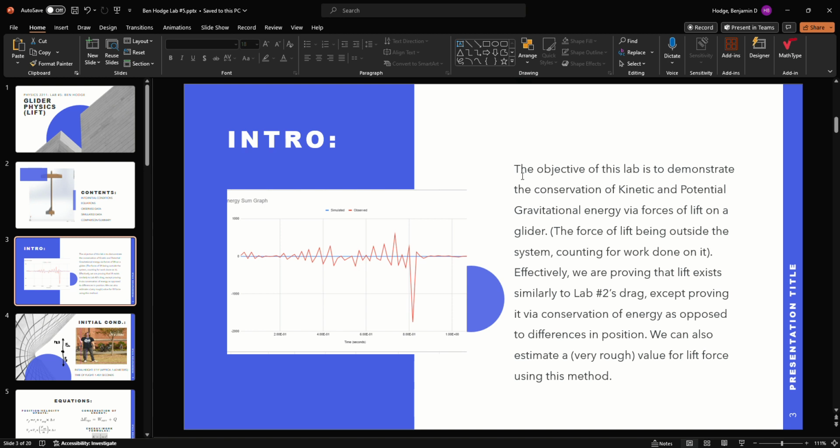The objective of this lab is to demonstrate the conservation of kinetic and potential gravitational energy via forces of lift on a glider, the force of lift being outside the system counting as work done on it. Effectively, we're proving that lift exists similarly to Lab 2's drag, except proving it via conservation of energy as opposed to differences in position. We can also estimate a very rough value for lift force using this method.